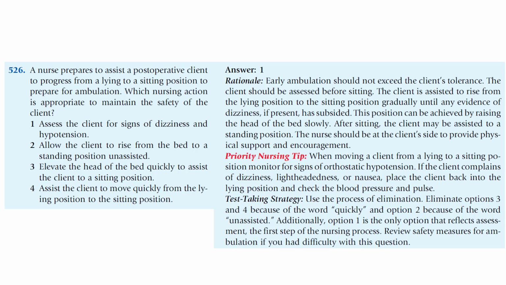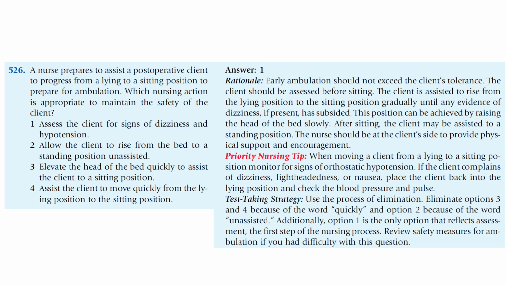526. A nurse prepares to assist a postoperative client to progress from a lying to a sitting position to prepare for ambulation. Which nursing action is appropriate to maintain the safety of the client? 1. Assess the client for signs of dizziness and hypotension. 2. Allow the client to rise from the bed to a standing position unassisted. 3. Elevate the head of the bed quickly to assist the client to a sitting position. 4. Assist the client to move quickly from the lying position to the sitting position.